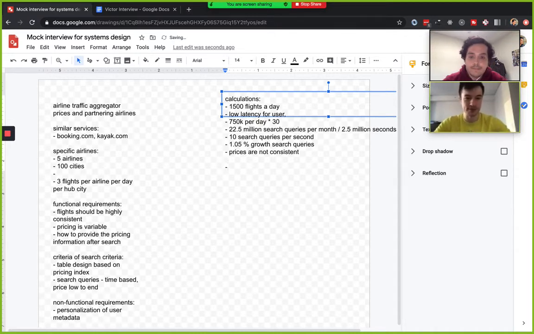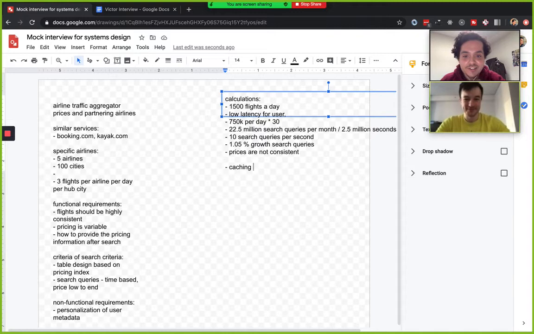Okay. So for personal metadata, I think we could have... Oh, not the pricing, the caching. Okay, sorry about that.